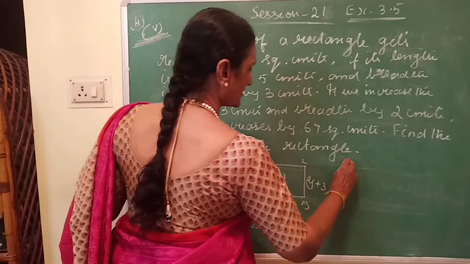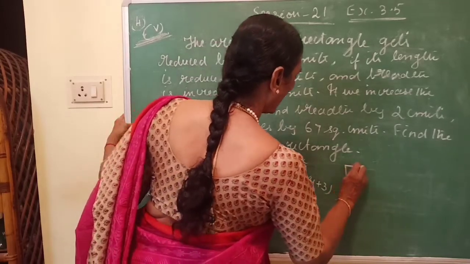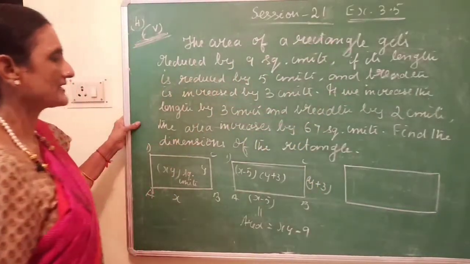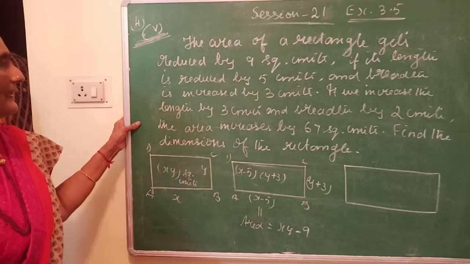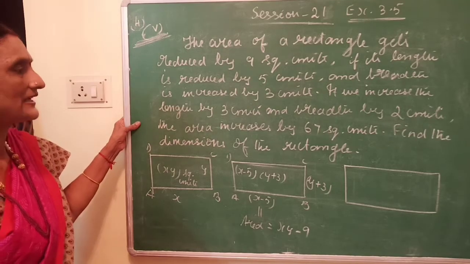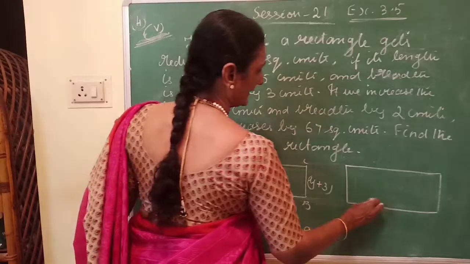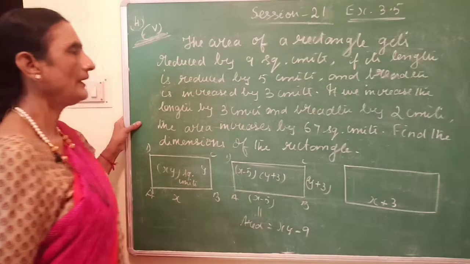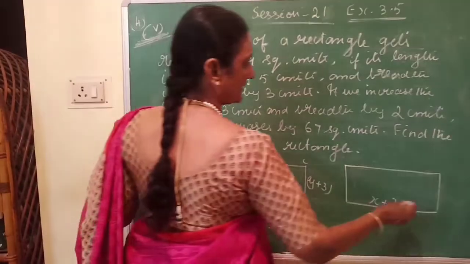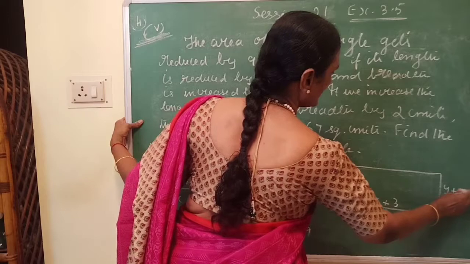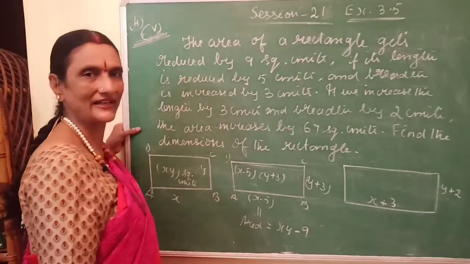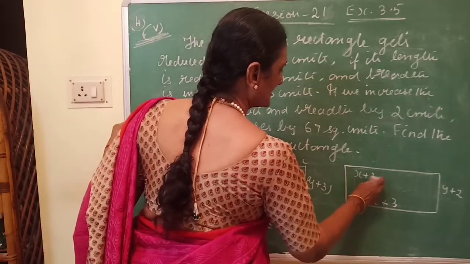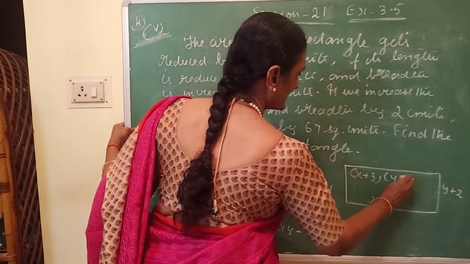Now the second situation, the same rectangle, what are we doing? We are increasing both the length and the breadth. The length we are increasing by 3 units and the breadth by 2 units. So the length becomes x plus 3 and the breadth becomes y plus 2. Is that clear to you? So what is the area in this case? It is (x plus 3) into (y plus 2).